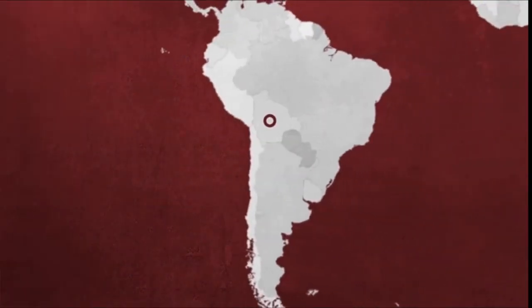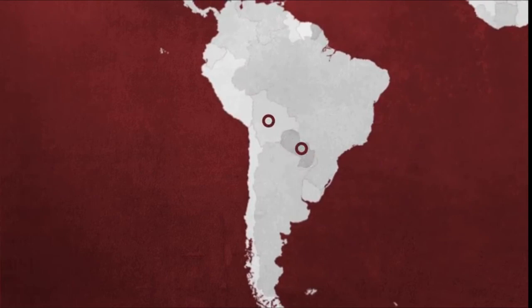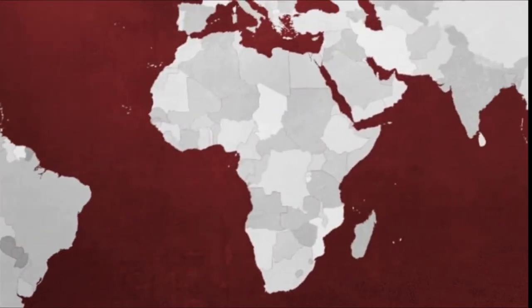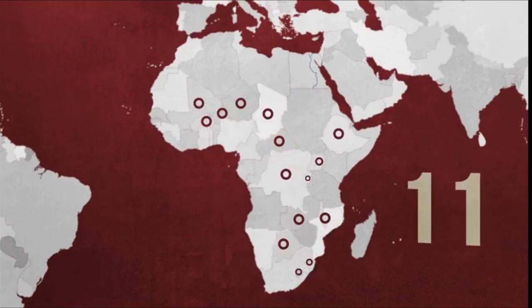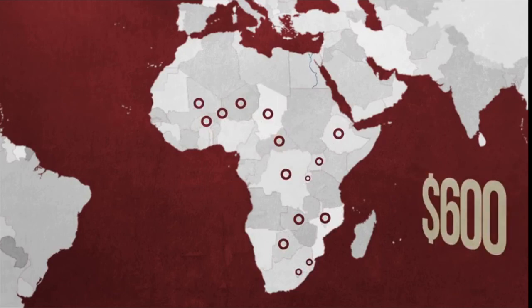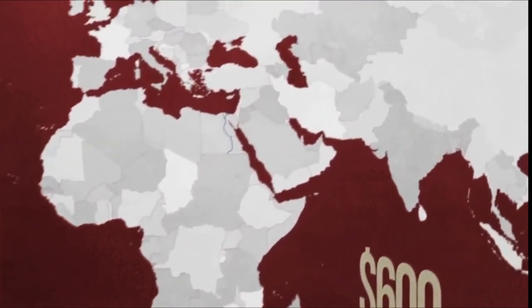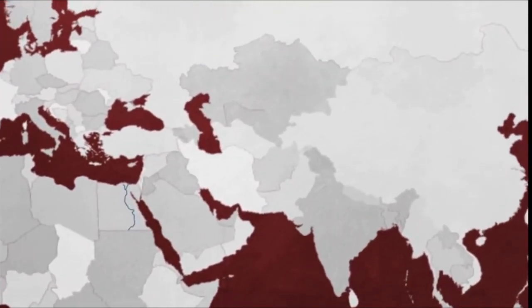Landlocked Bolivia and semi-landlocked Paraguay are the poorest nations in South America. Africa has only one major navigable river, the Nile, and hosts 15 landlocked nations, 11 of which have average incomes of $600 a year or less. Not coincidentally, the poorest country in Asia, Afghanistan, is also landlocked.